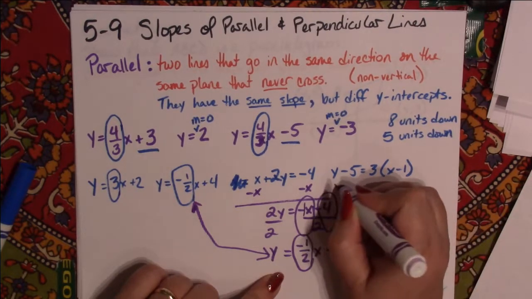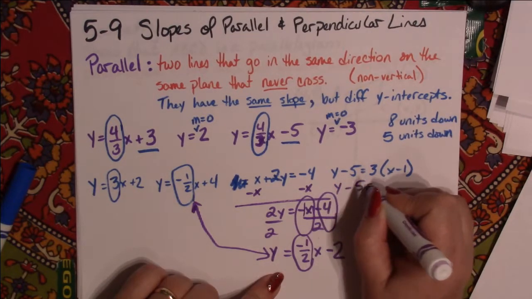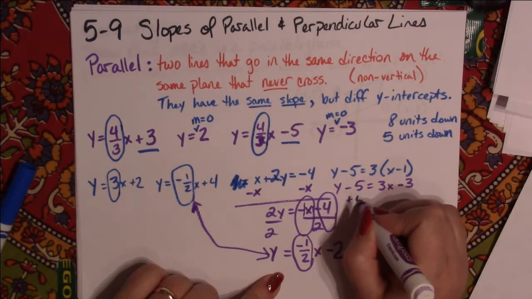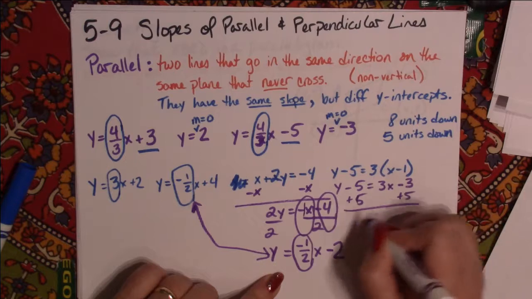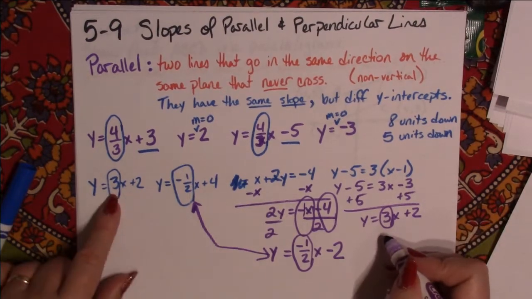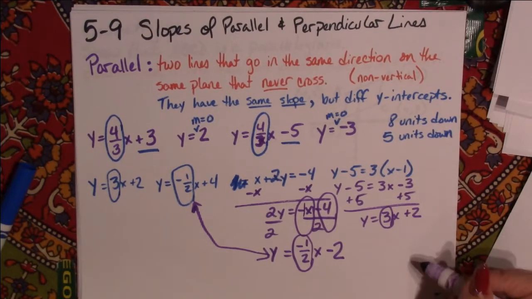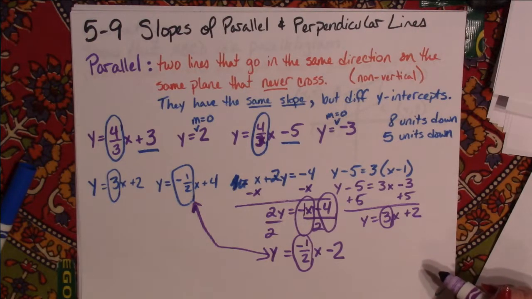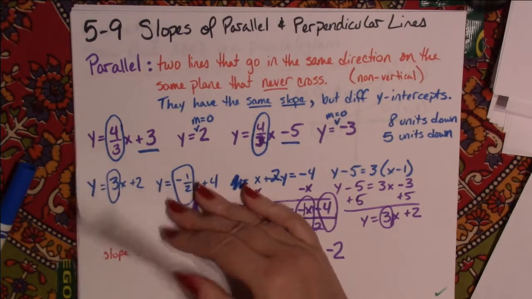This one, y minus 5 equals 3x minus 3. I'm going to add 5 to both sides, and y equals 3x plus 2. I've got a slope of 3 here, which makes it parallel to this one. Go ahead and try page 362, number 1, so that you can work this out for yourself. Push pause here, come back when you're done.